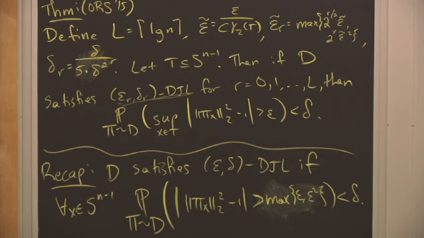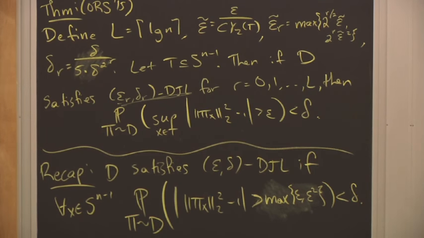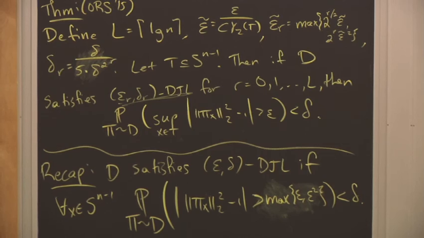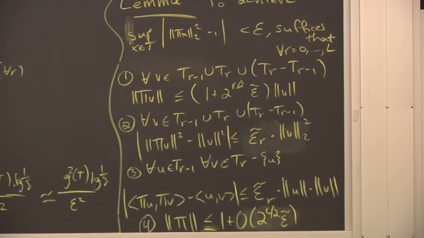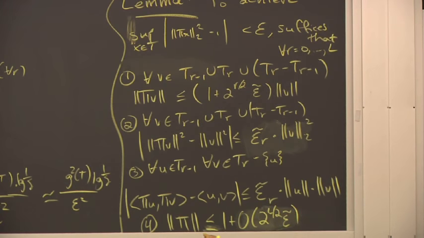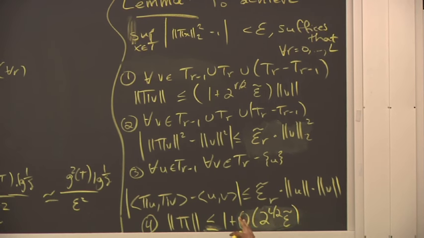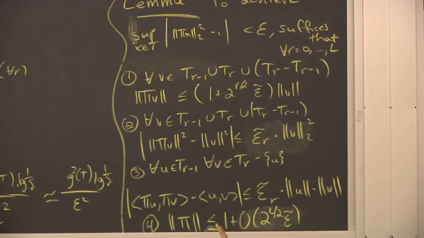1 through 3 are basically JL. Let's ignore 3 for a second. 1 and 2 are pretty much JL. 1 says that for all vectors in a certain set, pi should not blow up their norm by a certain amount. That's exactly a JL kind of statement. To make that happen with good probability, you can apply DJL to that set of vectors, T_r minus T_{r-1} union T_r minus T_r minus 1.